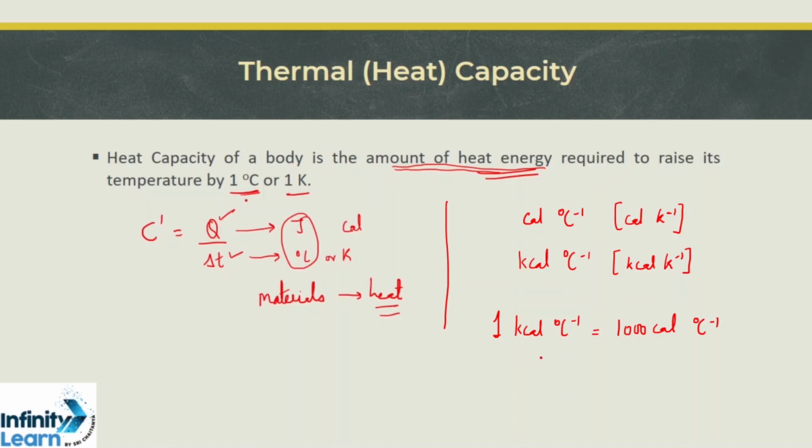Also, let us talk about the relation between calorie per degree Celsius or per Kelvin and joule per Kelvin. 1 calorie is near about 4.2 joules. So 1 calorie per Kelvin becomes 4.2 joules per Kelvin.